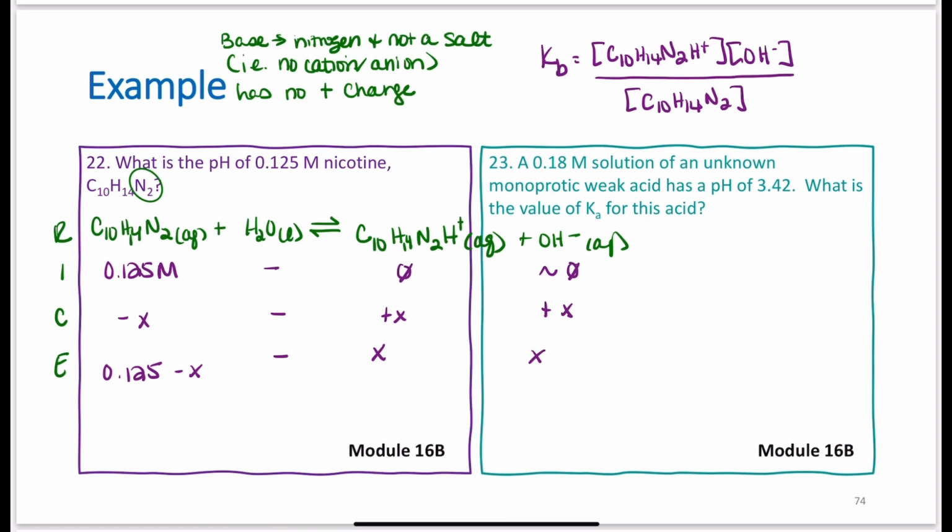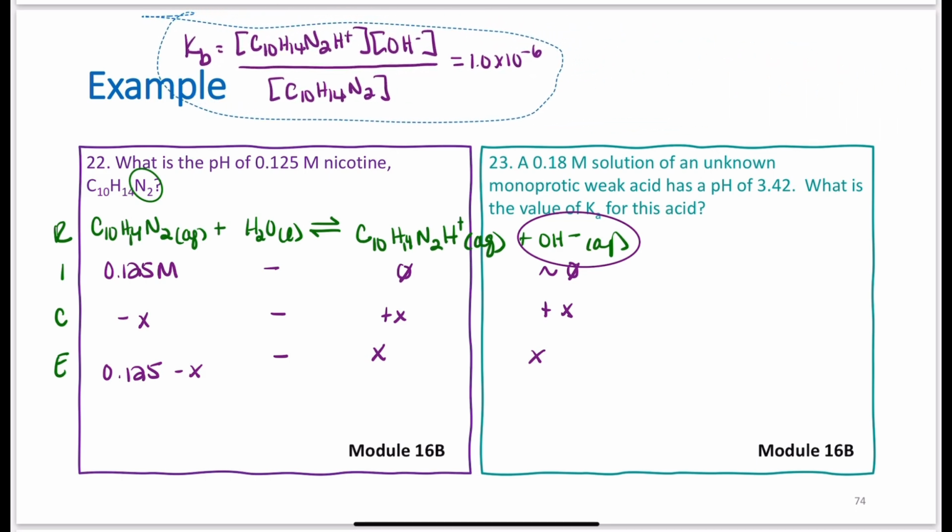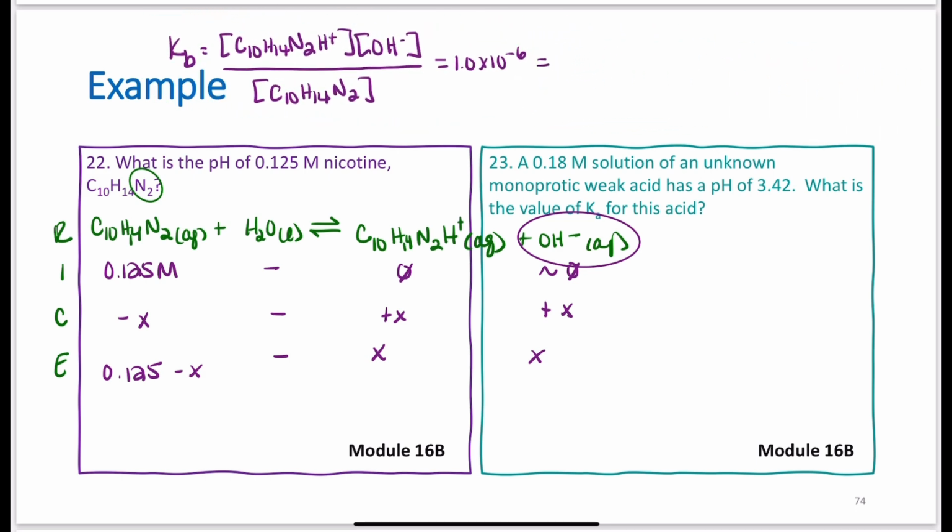I know this is the Kb because I'm producing a base, so I have to be using Kb here, okay? If I gave you Kb, you could use the number straight out. If I didn't, you'd have to use Ka to find Kb. Here, I'm giving you a Kb value, 1.0 times 10 to the minus 6. Plugging our values from the table, x squared over 0.125 minus x.